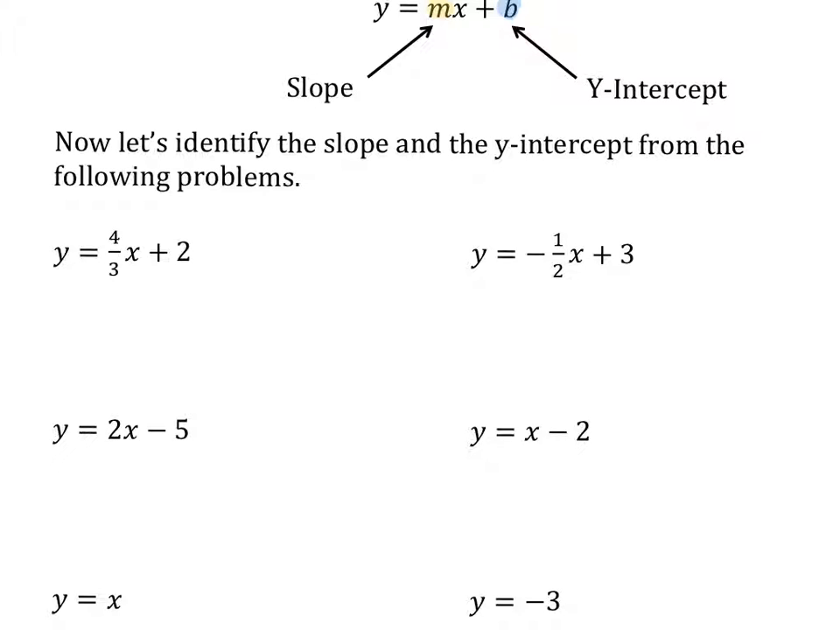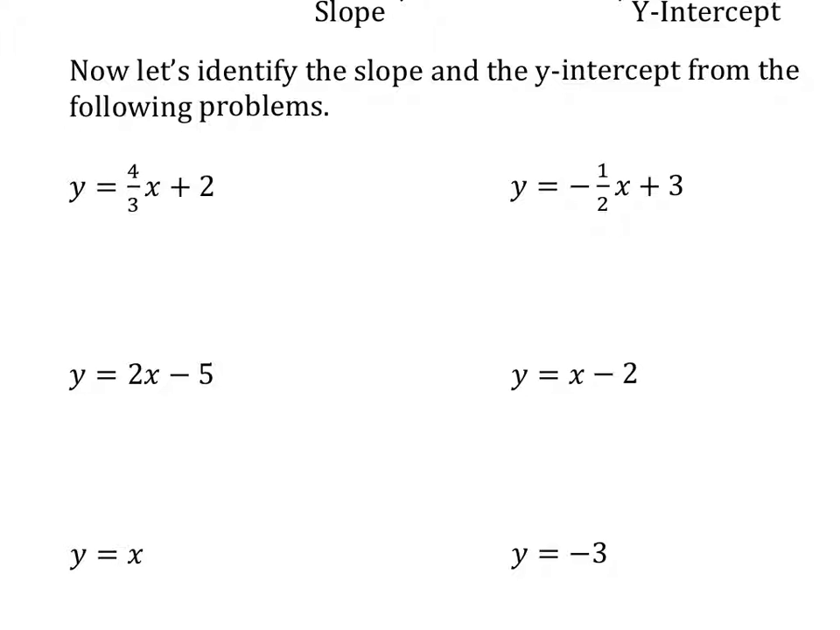Now, when we look at an equation, the number in front of the variable x is the slope, and the constant, or the number that's not attached to any variable, is called the y-intercept. And when we label these problems, we will label using the correct variables. So we'll say that m represents the slope, and b represents the y-intercept.